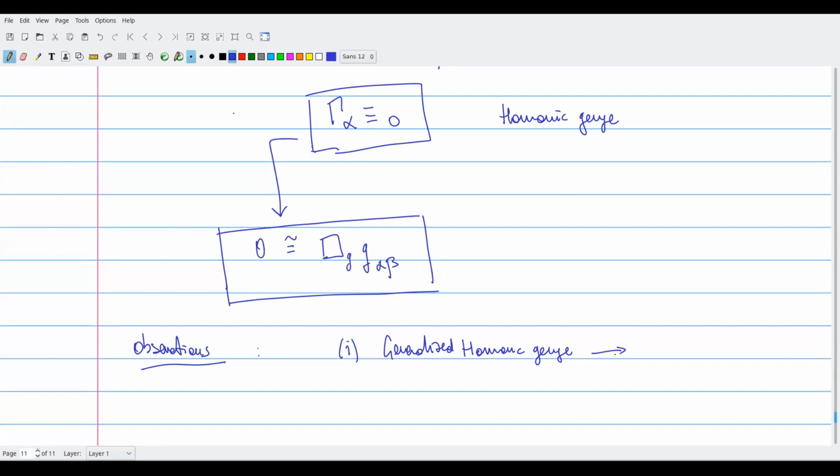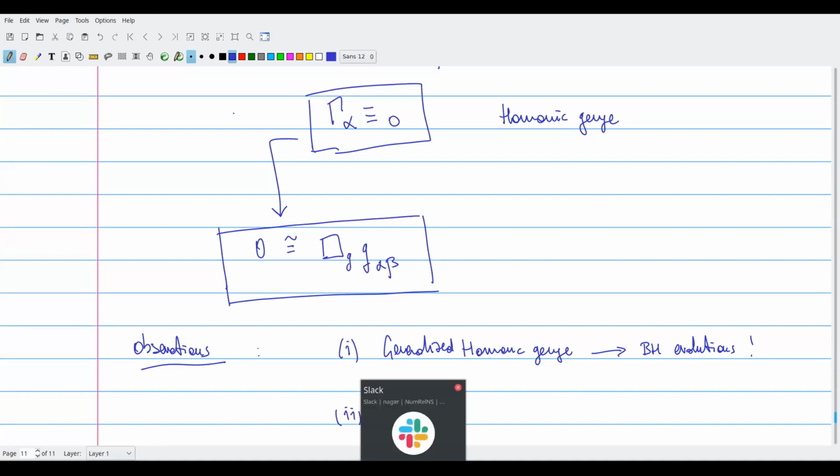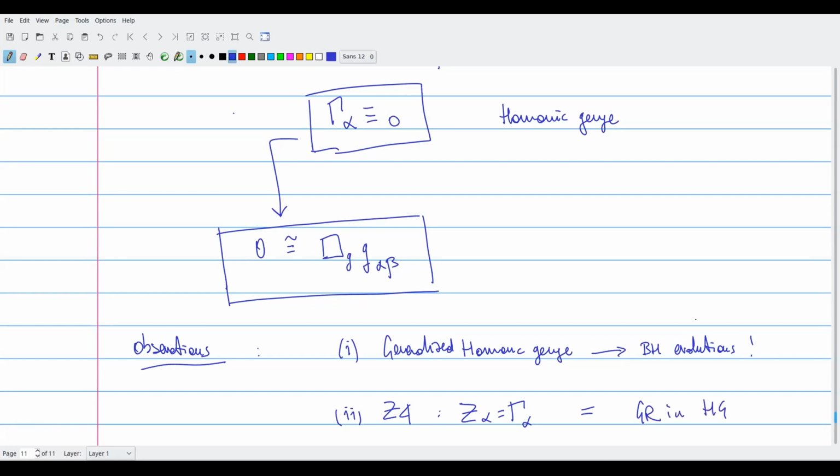And so you can do black hole evolutions using that. There's another nice observation: if you take your Z4 scheme that I've introduced before, and you set the Z vector equal to gamma alpha, well, this is equivalent to GR in harmonic gauge. So there's a tight connection between this extended system that I've shown before and the harmonic gauge.